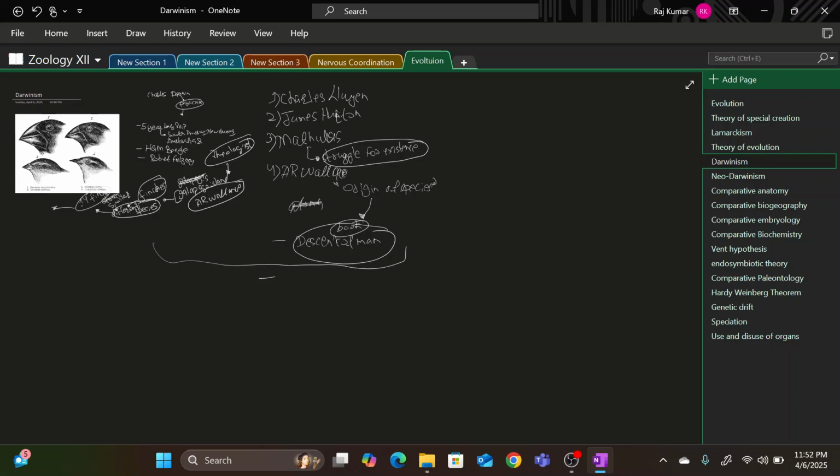So basically, in Darwin's theory there are two steps, two principles basically. Number one principle in Darwin's theory is descent with modification.